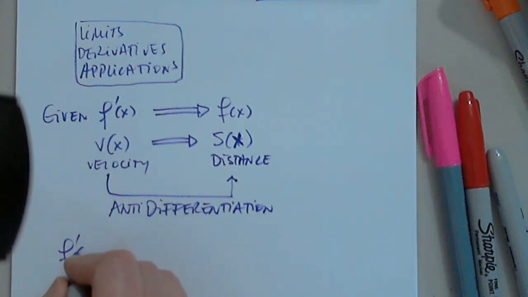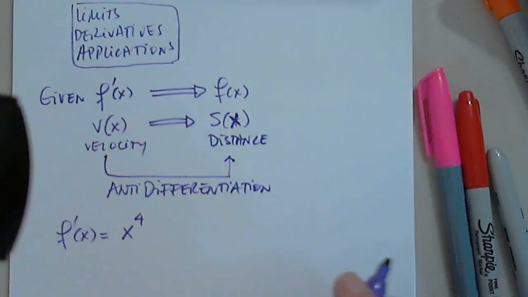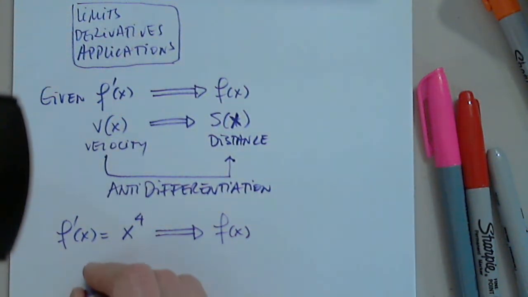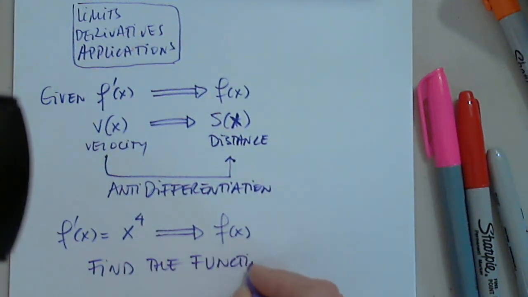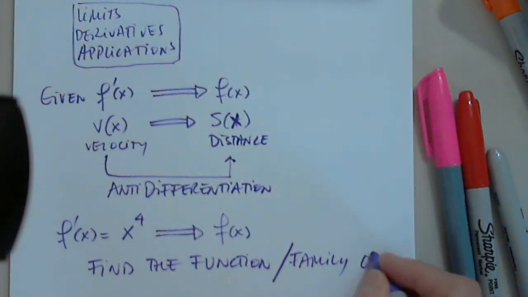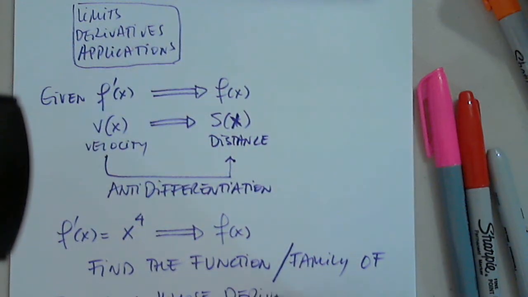Let's suppose I am told that f prime of x is, let's say, x to the 4th power. Can I determine the function? So find the function or family of functions, I'll explain in a moment, whose derivative is x to the 4th, as an example.